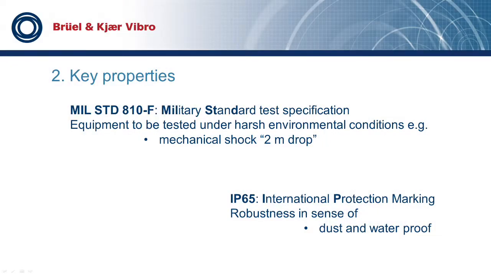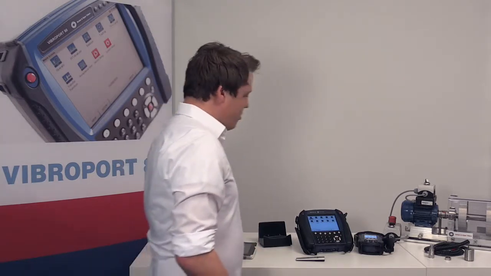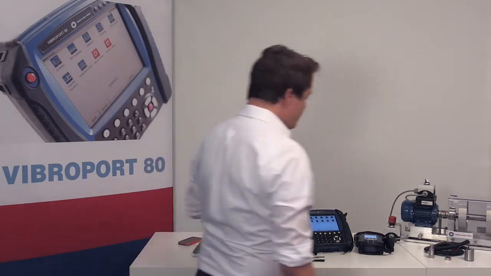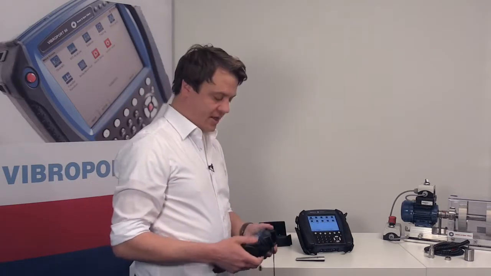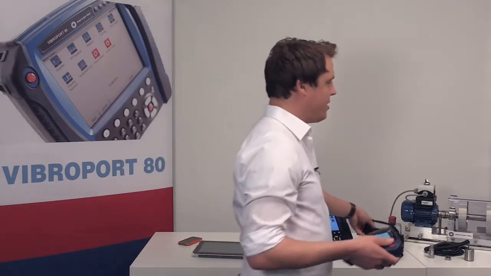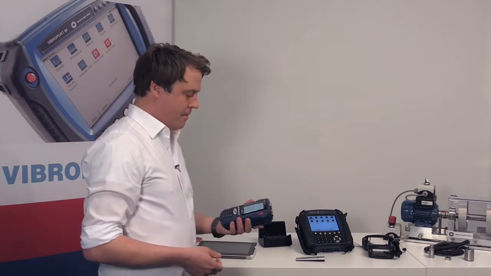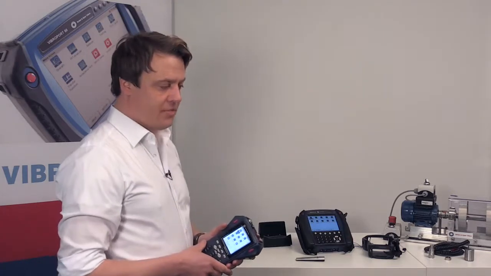A further important key property of both instruments, VibroTest 80 and VibroPort 80, is a so-called military standard, MIL A10F, and security protection, which is called IP65. In the next minutes, I want to talk a little bit about these two key properties. As I told you already at the smartphone, it is very lightweight. So this standard MIL A10F is a mechanical shock test, a drop test of our VibroTest 80. And MIL A10F is defined as a 2-meter drop on a special particular test surface.